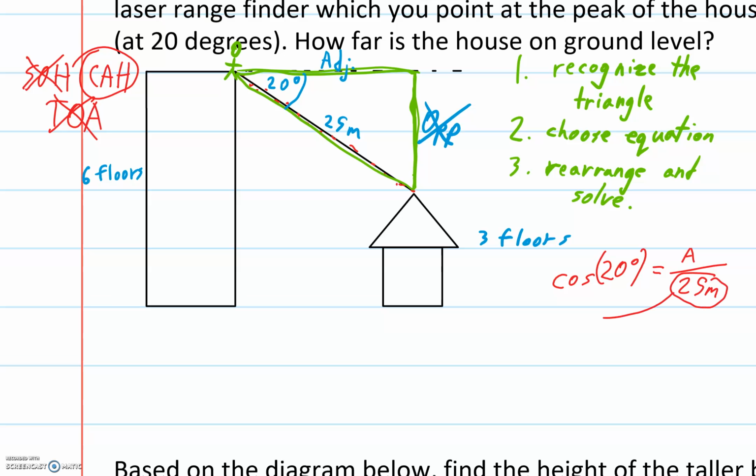So this is on the bottom, so it needs to go up here, so that A is going to be by itself. So since it used to be on the bottom, now it's going to go on the top. So 25 meters times cos of 20 equals A. Now we just need to plug that into our calculator, which I'm doing right now. And we get 23.5 meters.